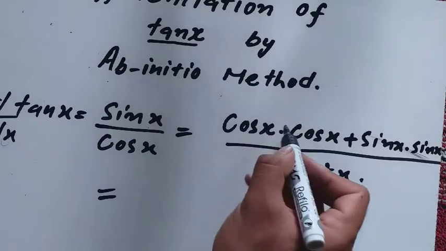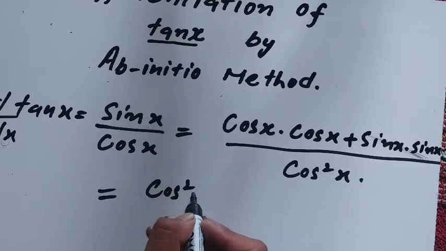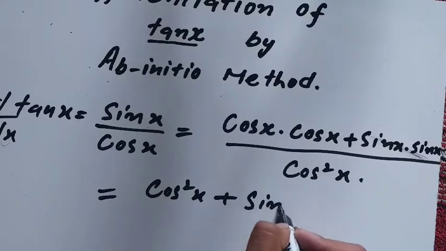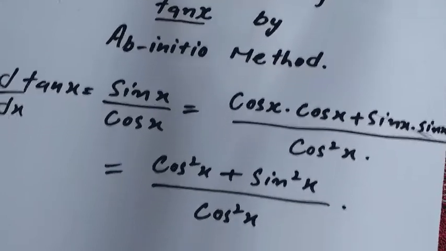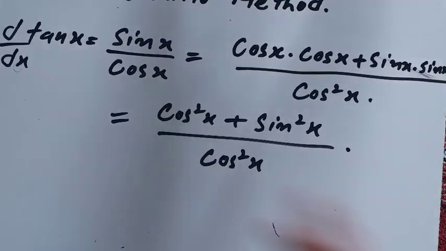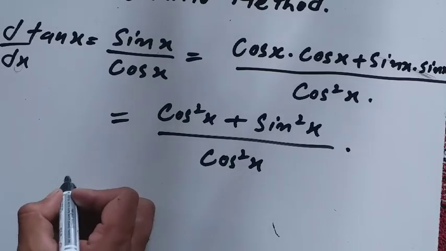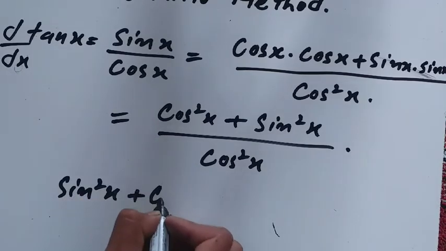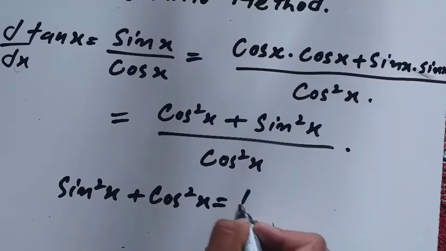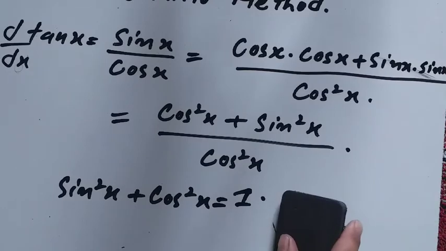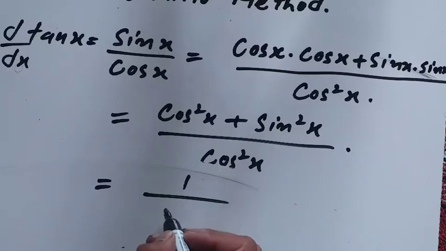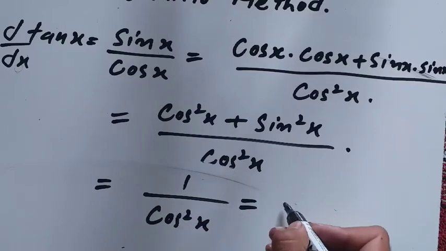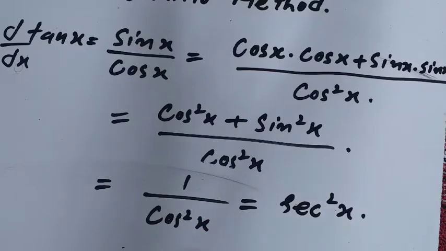Now you can see here cos square x plus sin square x divided by cos square of x. As we also know another identity, sin square x plus cos square x is equal to 1. We know this identity, so we can use it here. Thus we can write 1 divided by cos square of x, and we know the reciprocal of cos square of x becomes sec square of x.